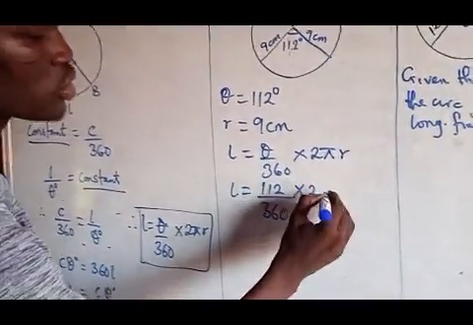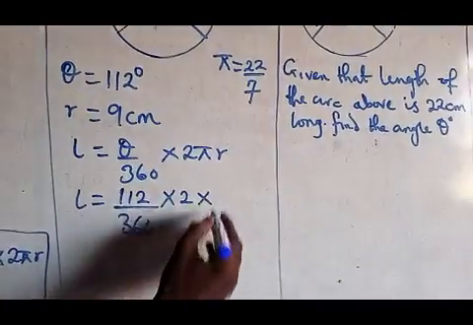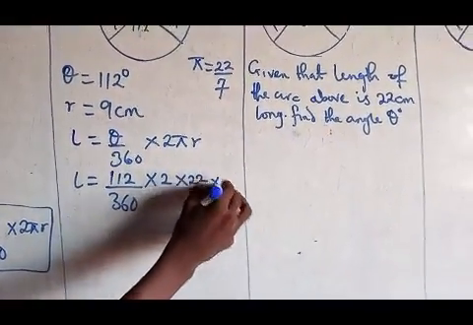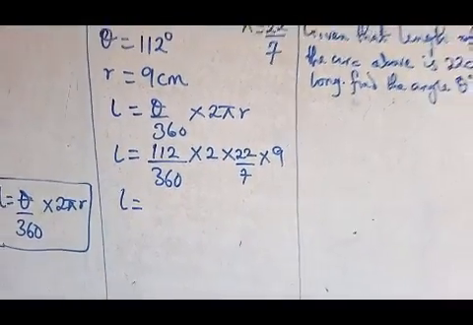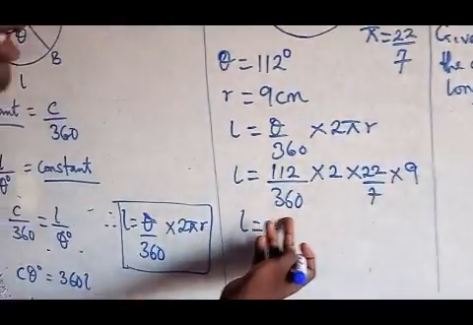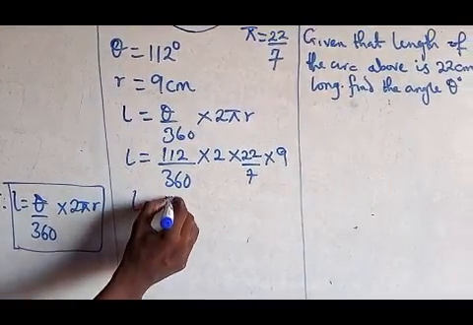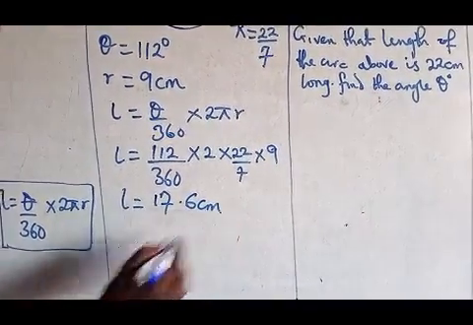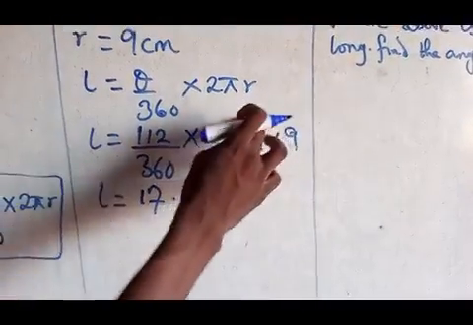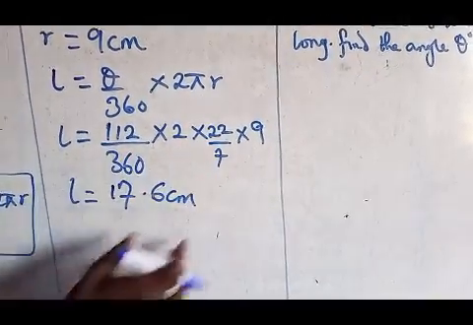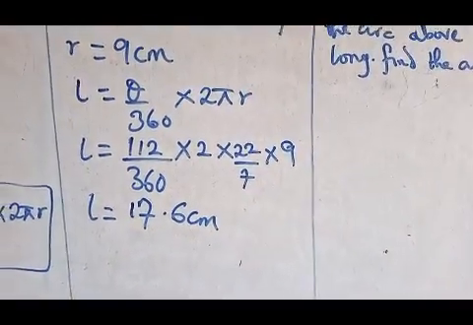You know that the value for pi is 22 over 7. So you have 22 over 7 multiplied by 9. If you multiply everything together and you multiply 360 by 7, your answer will be 17.6 centimeters. 112 times 2 times 22 times 9 divided by 360 times 7 will give you the answer 17.6 centimeters. Alright, so let's see another question.